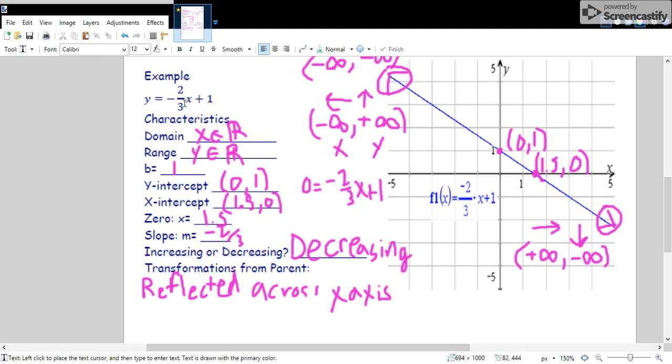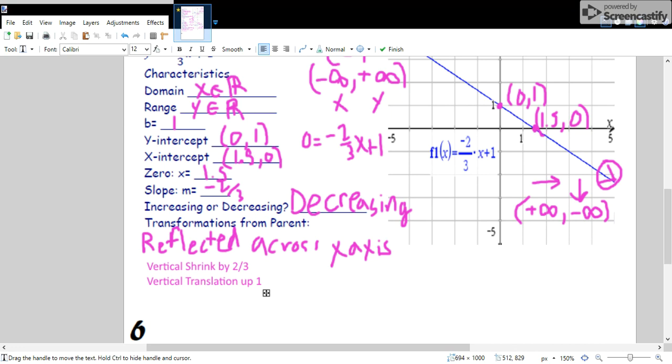We have a 2/3 on the outside, so that's vertical still. It's a vertical shrink. And then we have a +1 on the outside, so it's a vertical translation. It went up 1. Now see if you can try some more examples on the worksheet from today.